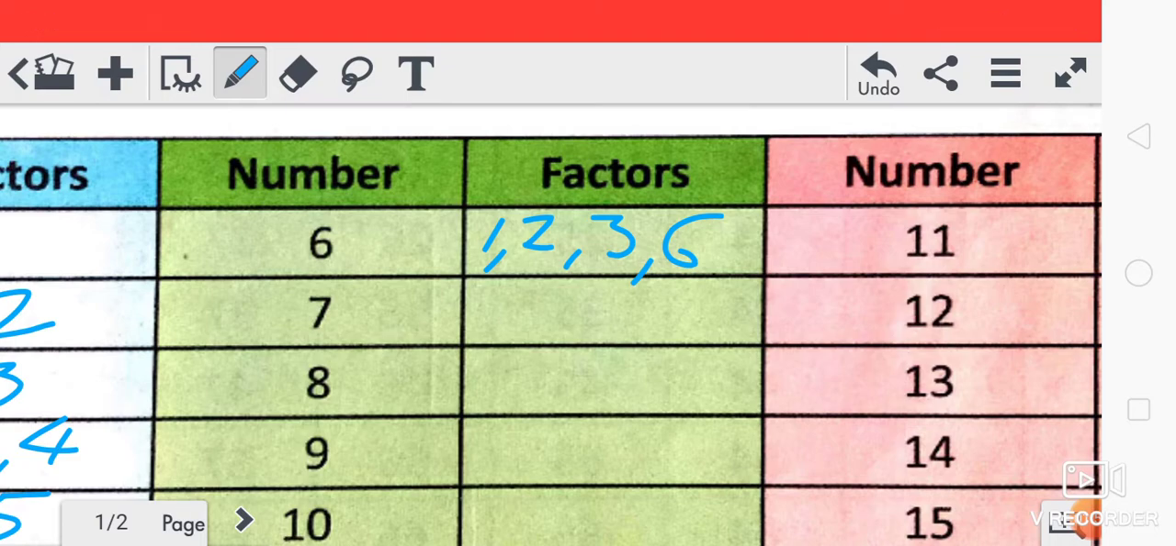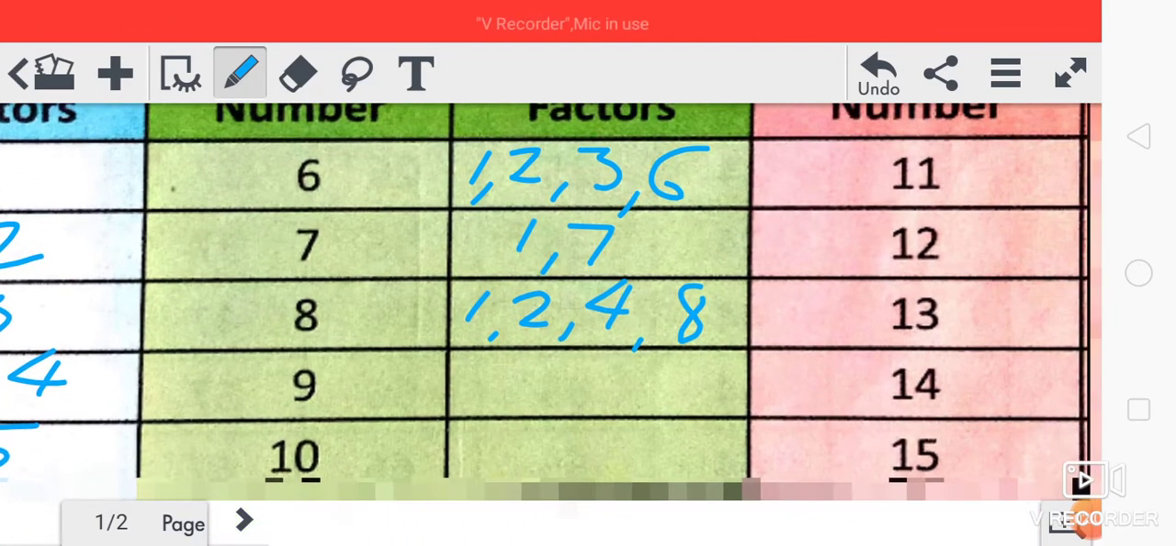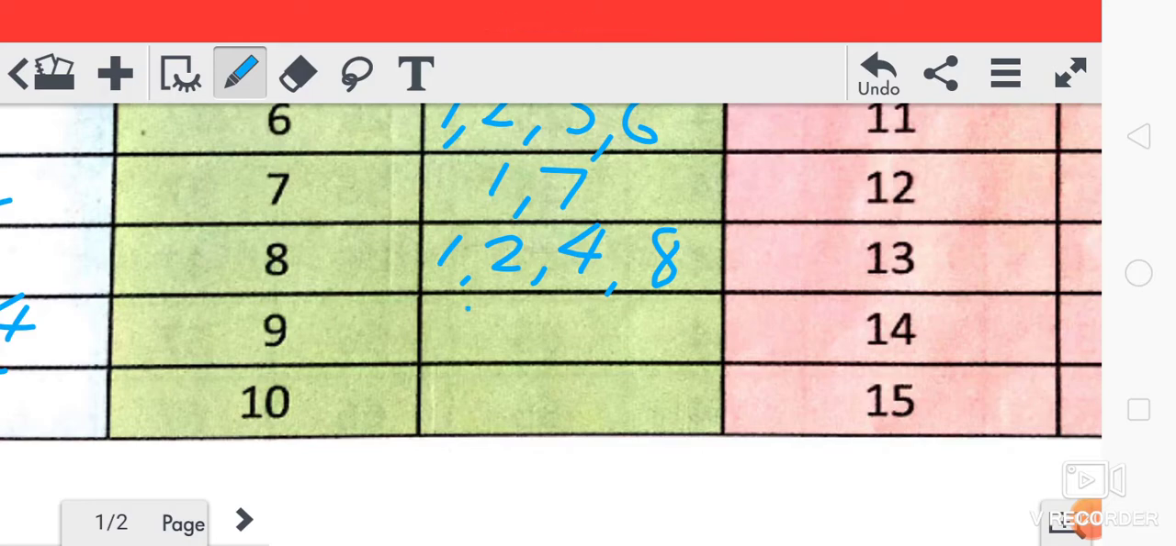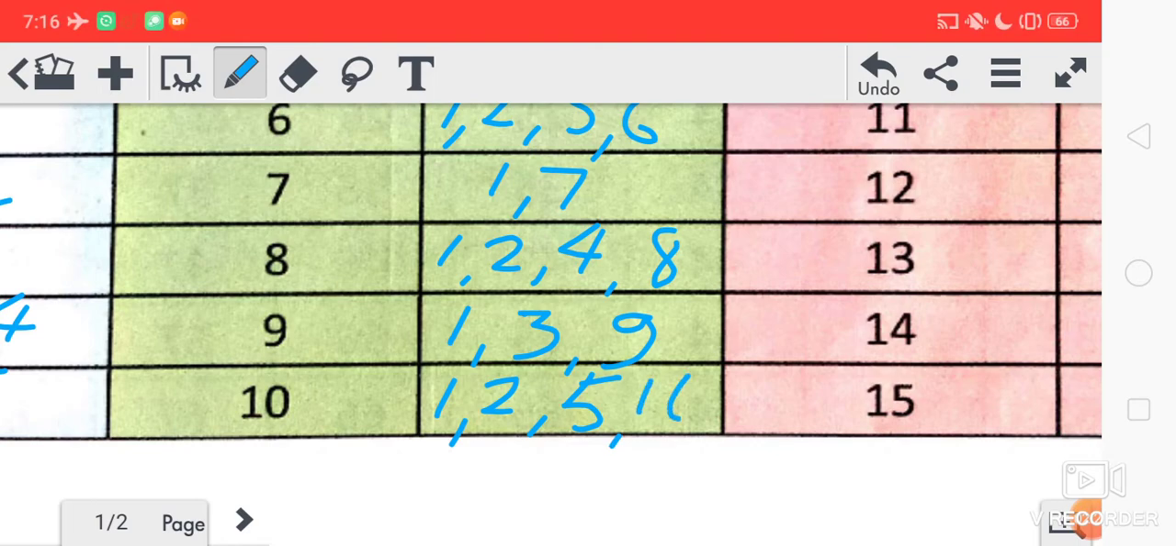Similarly, factors of 7, 1 and 7. Factors of 8, 1. It comes in the table of 2. 8 comes in the table of 4, and 8 comes in the table of 8 itself. Okay. Then 9. 1 is a factor of every number, then the table of 3, then the table of 9 itself. 10. 10 comes in which number's table? So 1 is a factor of every number, then 2 5s are 10, 2 is a factor of 10, 5 2s are 10, 5 is a factor of 10, and 10 itself.